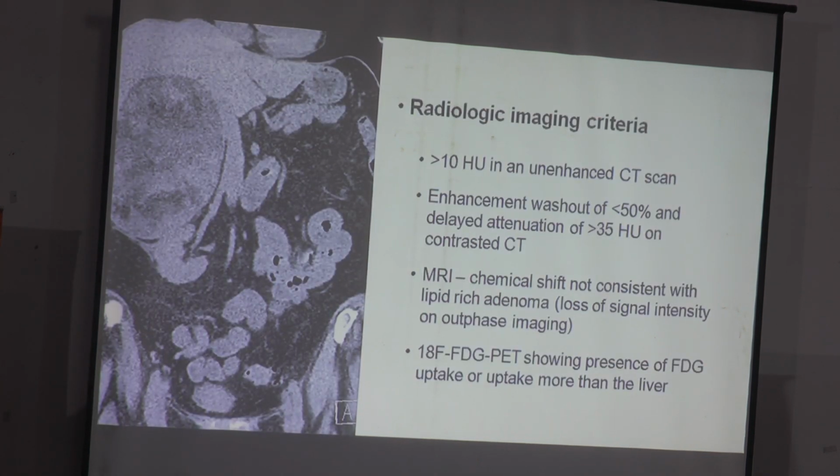The radiological imaging criteria: more than 10 Hounsfield units in an unenhanced CT scan, enhancement washout of less than 50%, and delayed attenuation of more than 35 Hounsfield units on contrast.